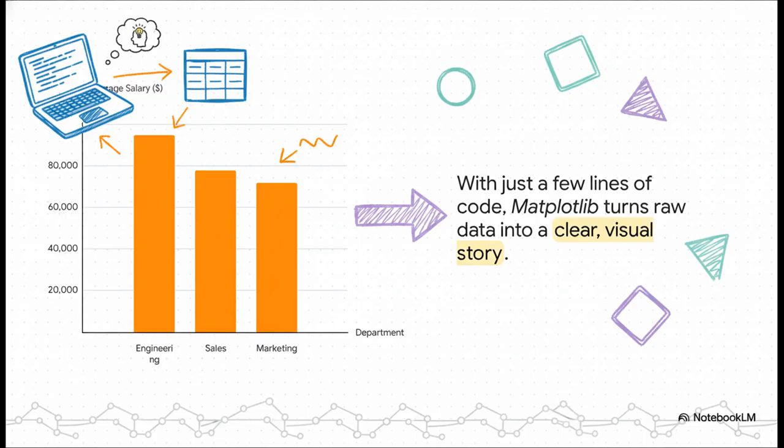And this right here is what it's all about. You can take a massive, messy spreadsheet of data with a tool like Pandas, and then with just a few lines of code in Matplotlib, turn it into a super clear visual story like this one. Instantly, you can see exactly which department has the highest average salary, no more guessing.